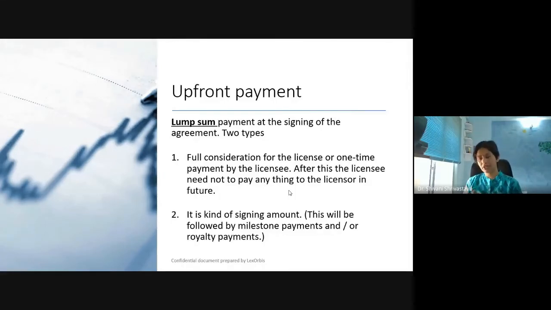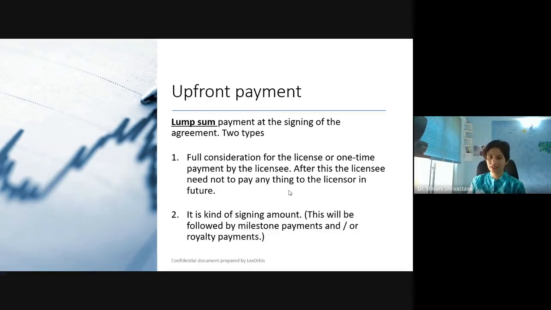One is where the full consideration value is given to the licensor by the licensee at the time of signing the license agreement. If the full consideration is already paid, the licensee will not pay anything else to the licensor in future, as all the amount has already been paid. Then there is another kind of upfront payment where a signing amount can be paid at the time of signing the agreement. So this is like an advance payment.